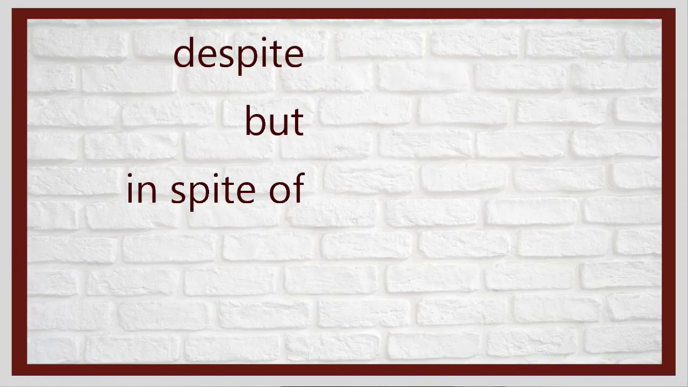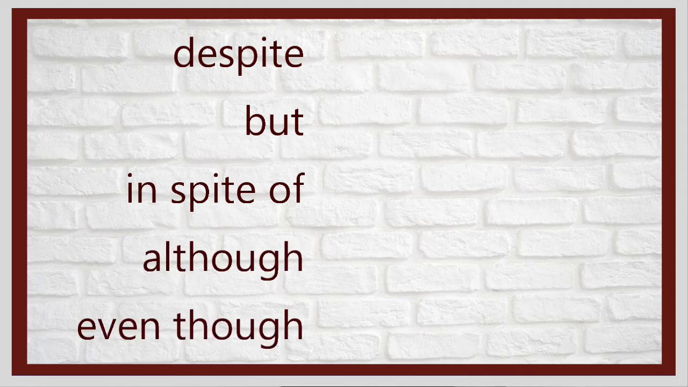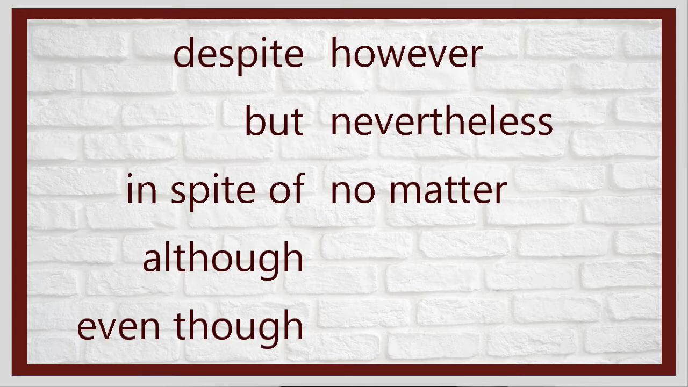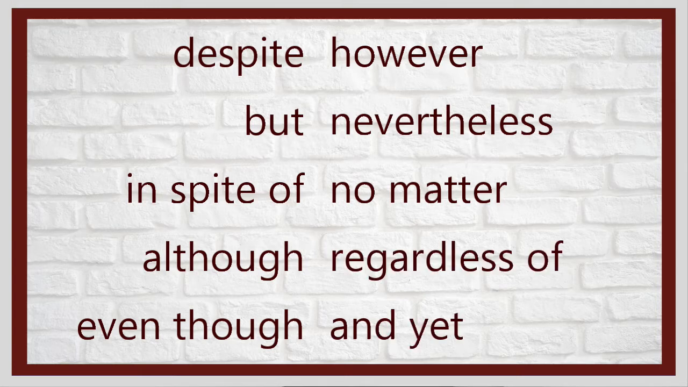This is part one of a two-part lesson dealing with alternatives for despite when giving contrasts. Over the two lessons, we will see how we can use despite, but, in spite of, although, even though, however, nevertheless, no matter, regardless of, and we'll also see and yet.